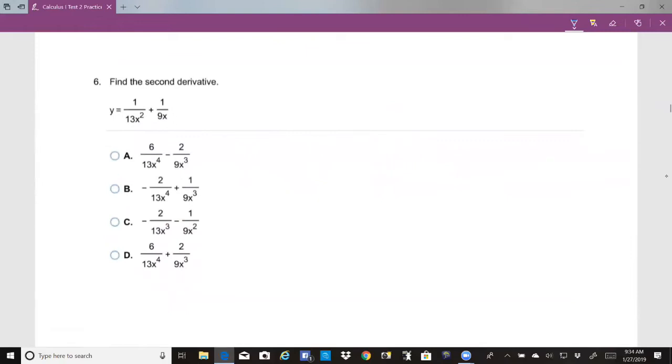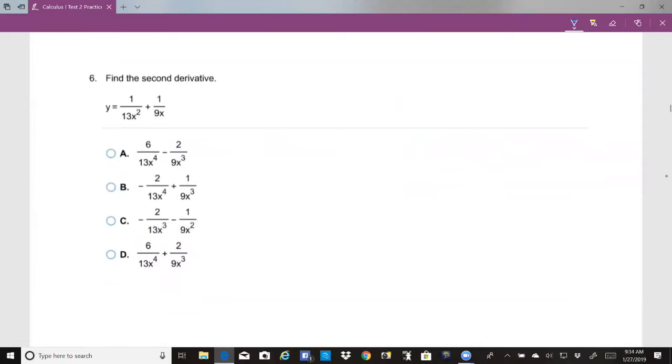Now here we want to find the second derivative. In order to do that, we need to find the first derivative and then take the derivative of the first derivative. Y equals one thirteenth x to the minus 2 plus 1/9 x to the minus 1. dy dx equals minus 2/13 x to the minus 3 minus 1/9 x to the minus 2.